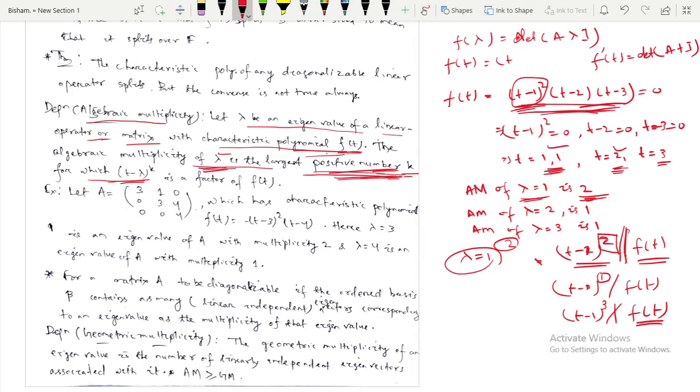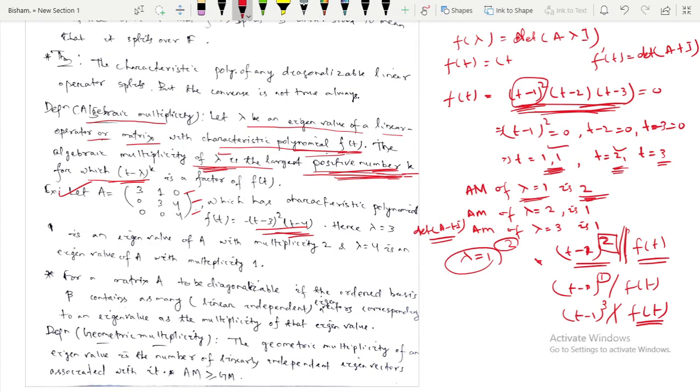And here is a problem. Let A be a 3 by 3 matrix: 3 1 0, 0 3 4, 0 0 4. This is its characteristic polynomial because this is an upper triangular matrix. So if you calculate determinant of A minus tI, then this will be (t minus 3) whole square, into (t minus 4).